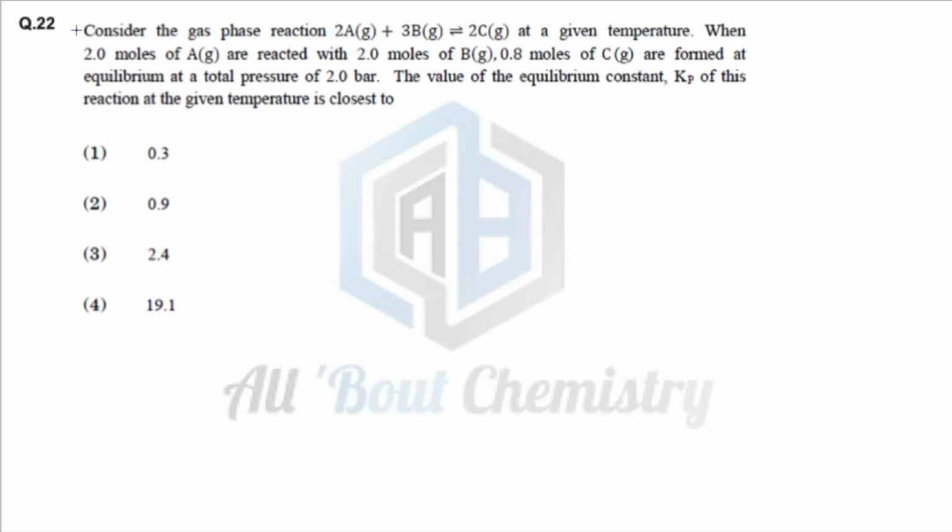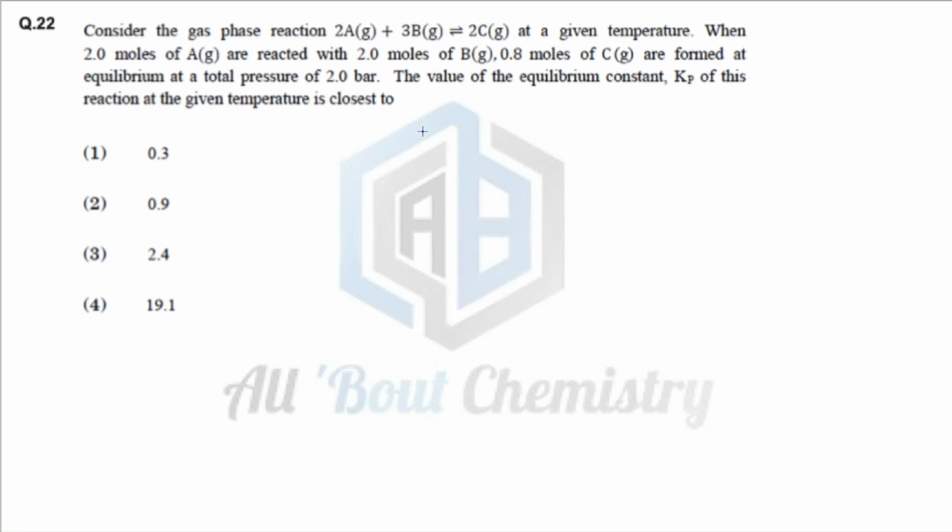Okay, so let's talk about this question, which says: consider the gas phase reaction where 2 moles of A react with 3 moles of B to give 2 moles of C at a given temperature. Now it says when 2 moles of A are reacted with 2 moles of B, we get 0.8 moles of C at equilibrium, okay? And the total pressure is given to us as 2. Now they are asking for the value of the equilibrium constant for the reaction at the given temperature.